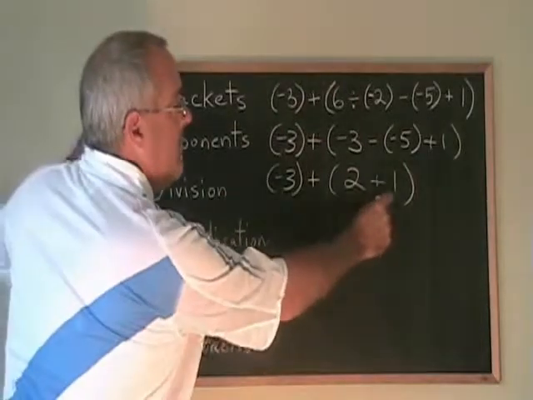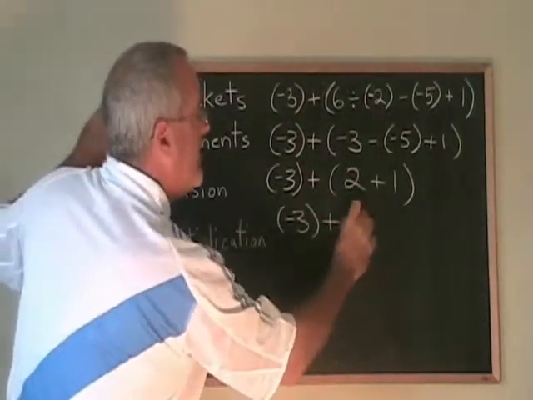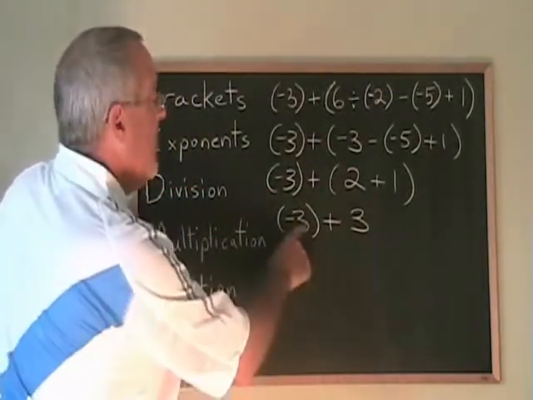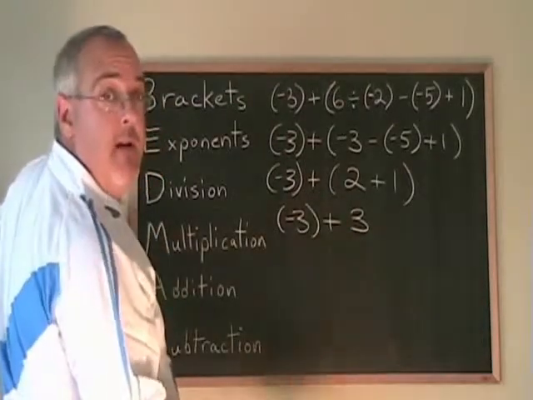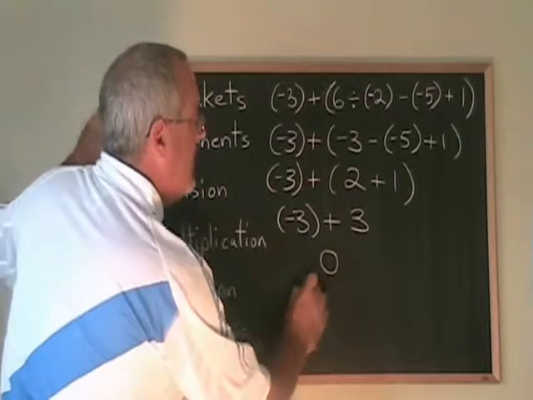Now we just have a 2 plus 1 in the bracket. 2 plus 1 is 3. I write the answer. I don't need the bracket anymore. And we have -3 plus 3. Again, applying the laws of integers, -3 plus 3 is equal to 0. That's our answer.